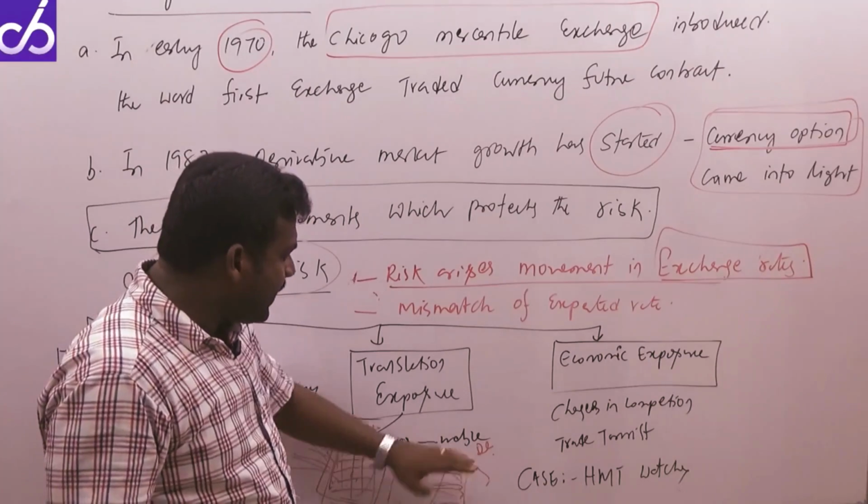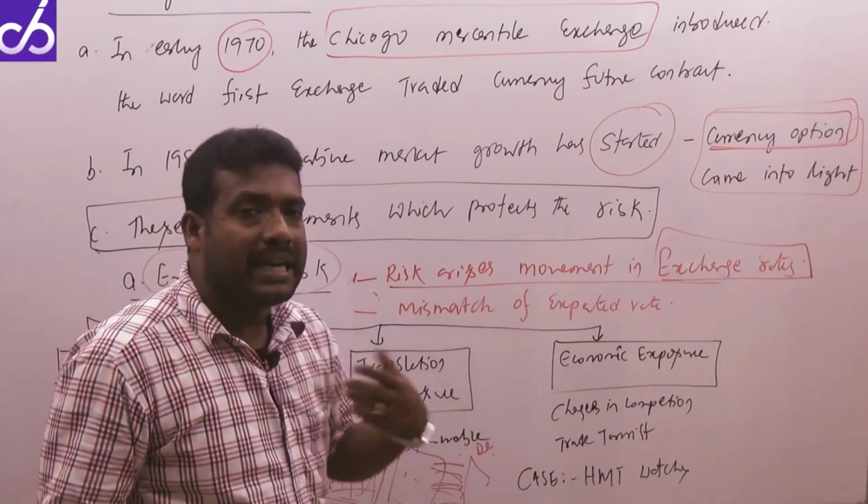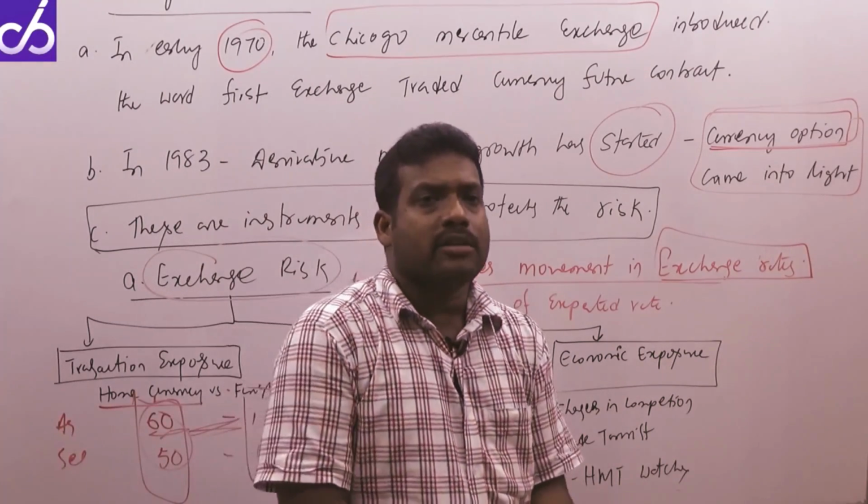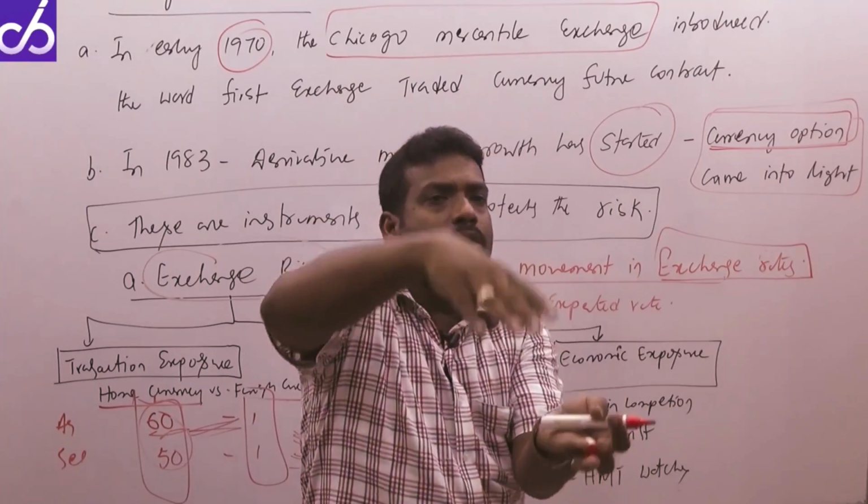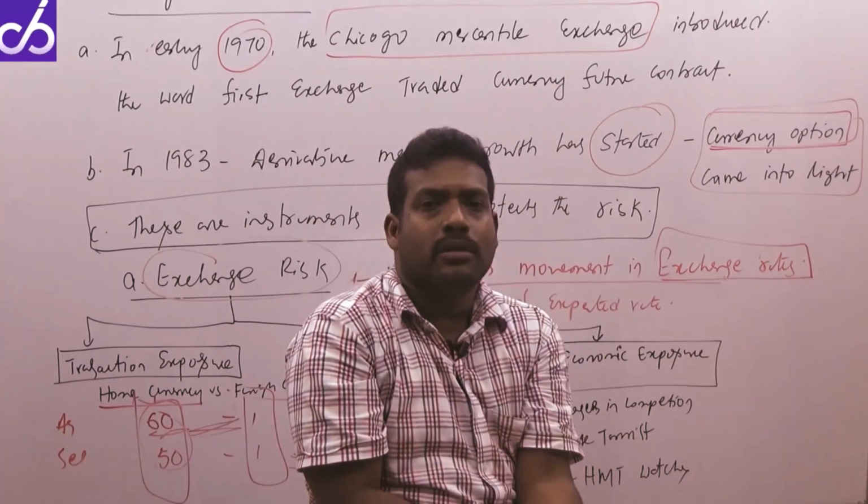So here you made different types of investment. You made investment in London, Germany, France. Because of fluctuation in foreign currency value, the total investment value came down.